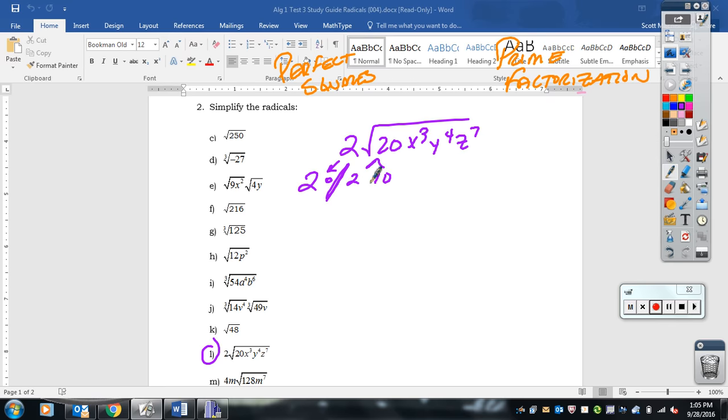20 is 2 times 10, 2 is a prime. 10 is 2 times 5. As a pair of 2's, it goes on the outside, 5 on the inside. Don't forget to bring down your times 2, which eventually makes 4 rad 5.